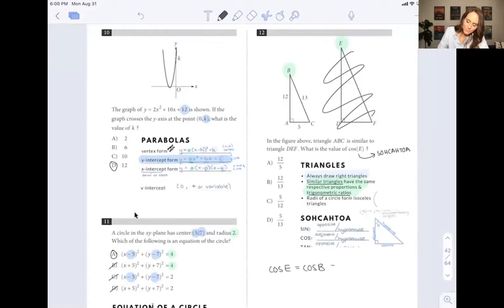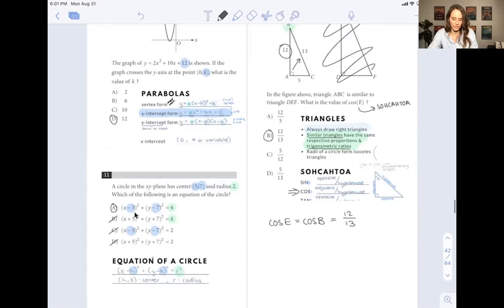And cosine of B is just going to be adjacent over hypotenuse. Adjacent is the 12, that's adjacent to angle B. And the hypotenuse is opposite to, or it's across from that right angle. The hypotenuse never changes. That's always the hypotenuse. So I just need 12 over 13, and that is answer choice B. So not that terrible of a question.